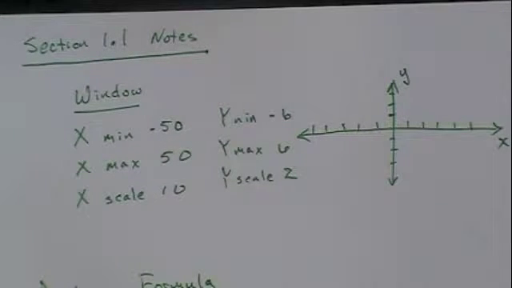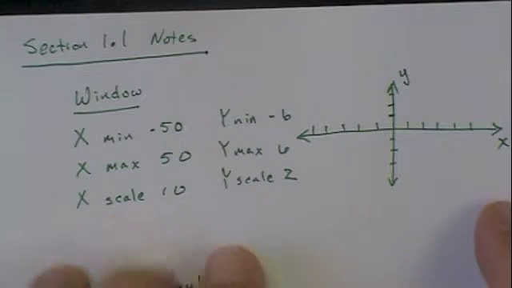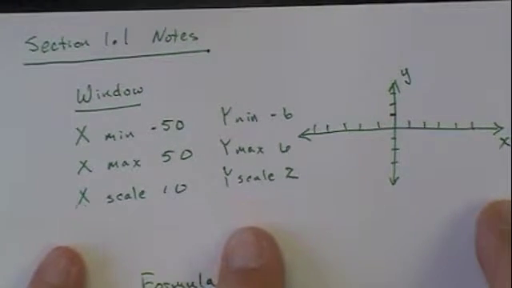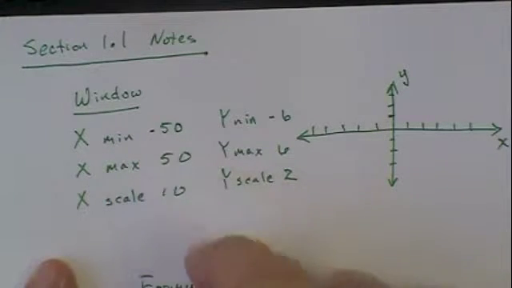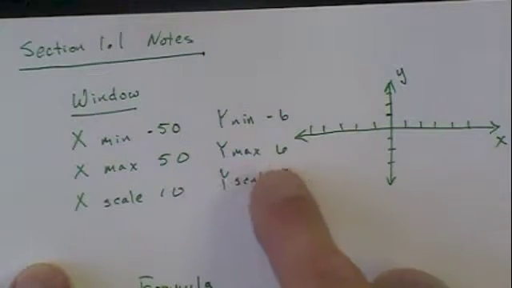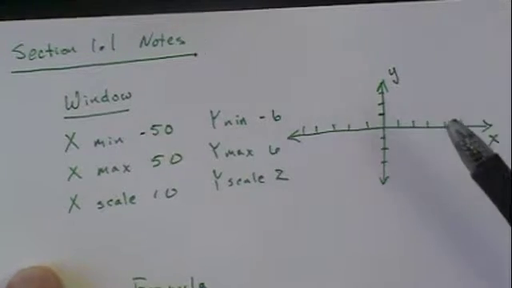In Chapter 1, we are reviewing graphs and functions. First thing to look at is when we're using a graphing calculator, we can change the window. For example, setting our x min and max at -50 to 50, and we could have a scale of 10 in between those. Y min and max at -6 and 6 with a scale of 2 in between those.